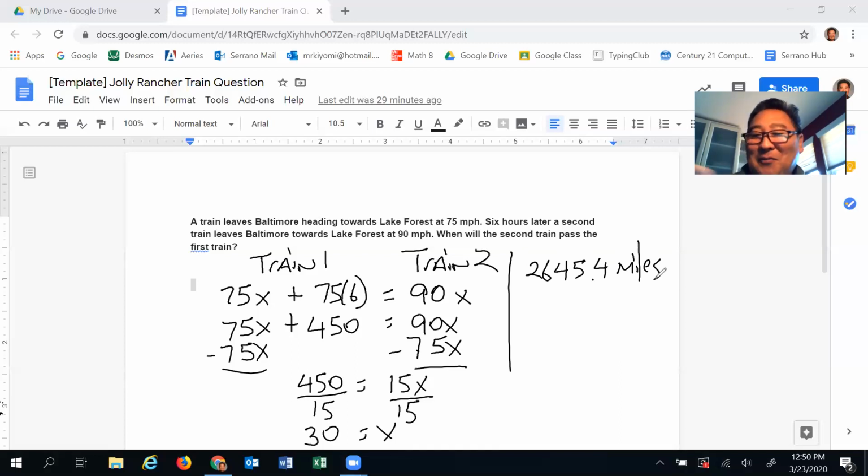But I'll give you credit for 30, and I'll give you extra credit if you did the research and you said never, and you said because it'll never get to 2,700 miles away.